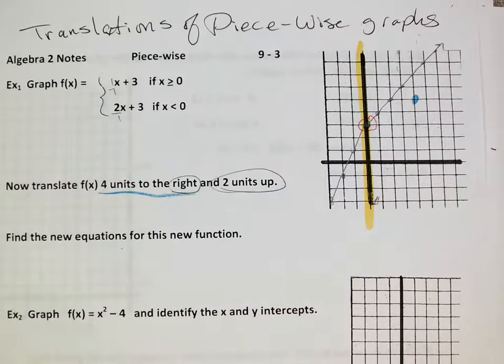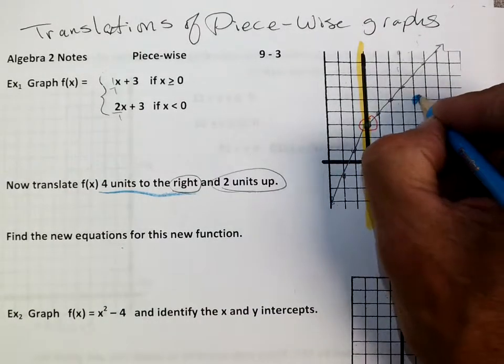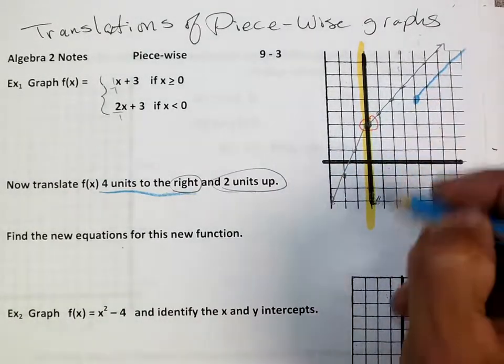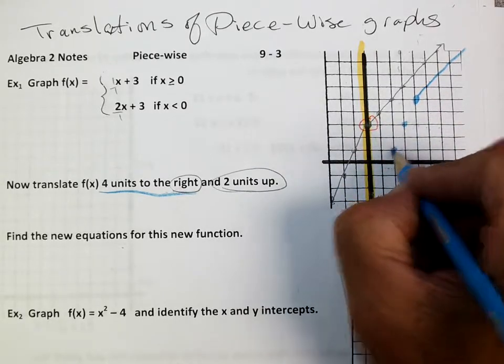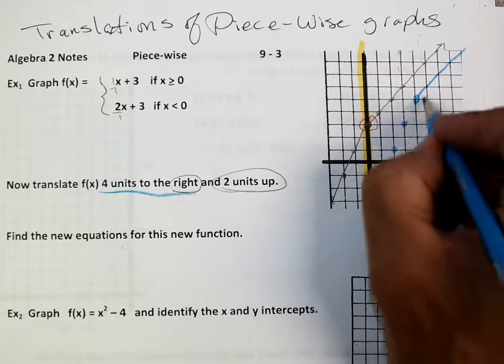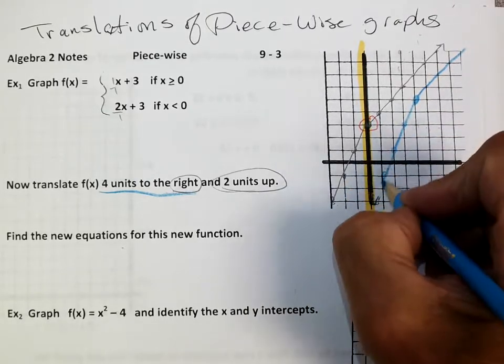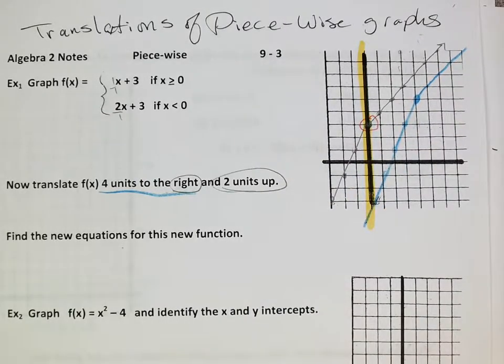Now let me try and redraw my graph. This one was up 1 over 1, up 1 over 1, up 1 over 1, right? But this graph was 2 over 1, 2 over 1, 2 over 1, okay? Alright. Now, find a new equation for this function.